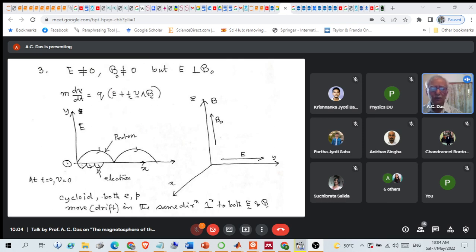So the proton moves like this, and the electron moves in the opposite direction. So both the protons and electrons move perpendicular to both electric and magnetic field, as it's shown in the picture.